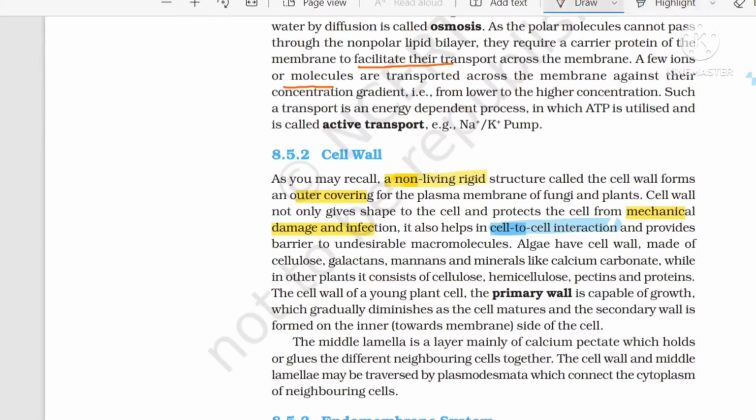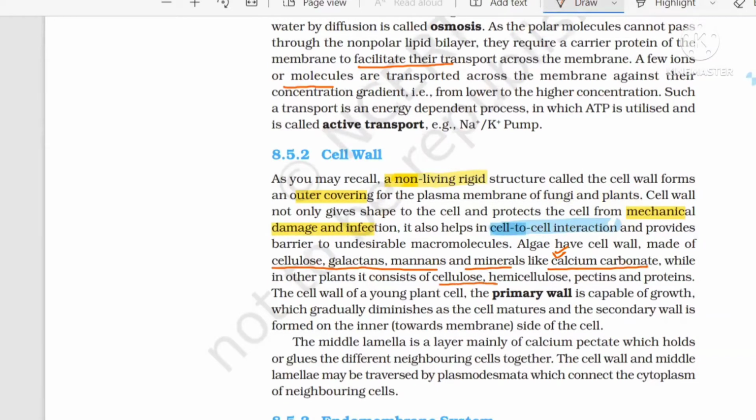Now, algae have a cell wall made up of cellulose, galactan, mannan, and mineral. Which mineral? Calcium carbonate. Again, one question: which mineral is present in the algae cell wall? Calcium, magnesium, potassium, sulfur. They can confuse you. So, which mineral? Only calcium.